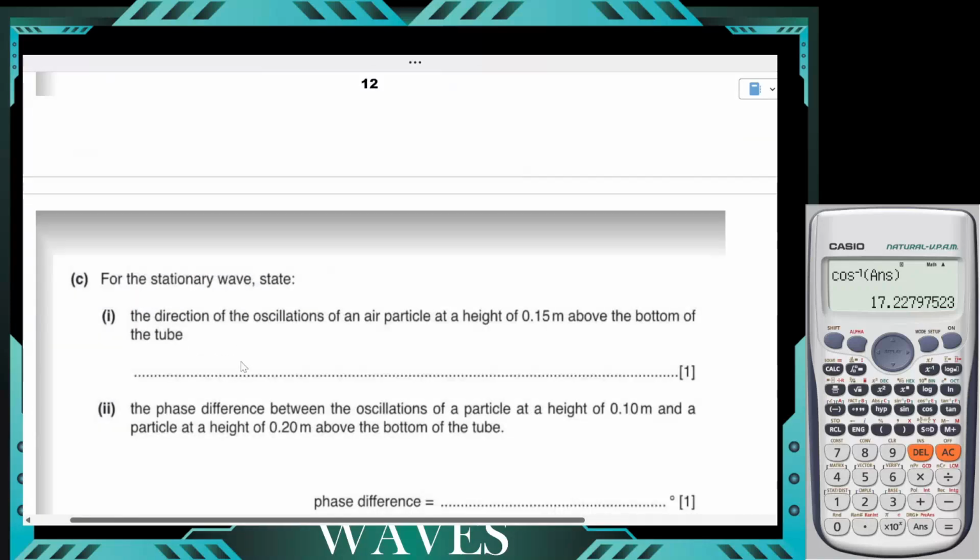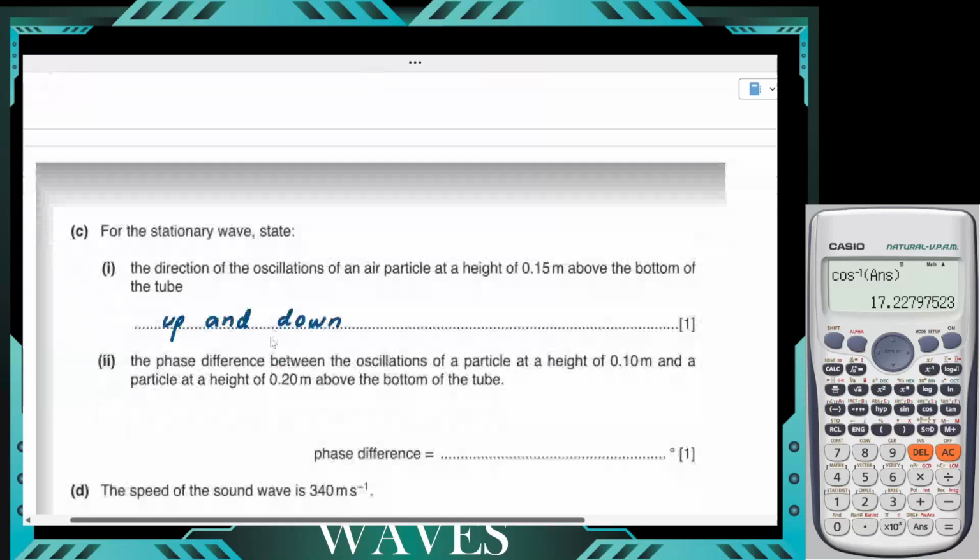So it'll be moving, in this case, since the wave is moving upward, the particle must be oscillating up and down. Only this way could it be parallel to the direction of the wave.